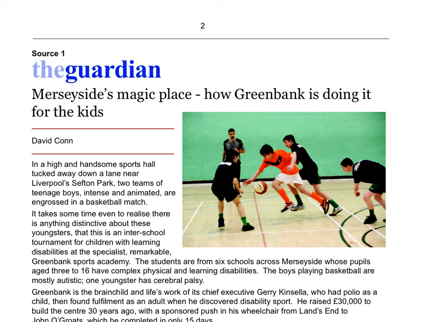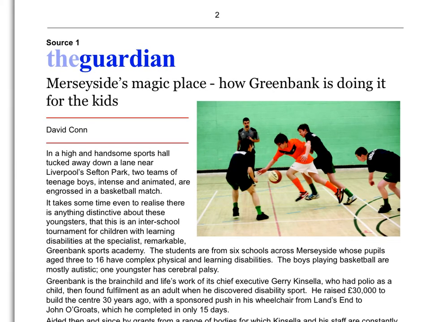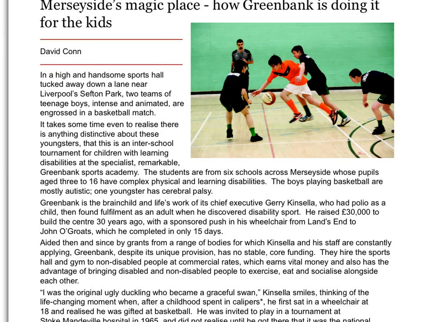And again, we see this is from The Guardian. They like The Guardian. So perhaps you should start reading The Guardian for revision purposes. Merseyside's Magic Place, how Greenbank is doing it for the kids. So we know where it is. That's something that we learn straight away. We know what it's called because it's a proper noun. And we know that they are doing it for the kids. So we are looking to find out what Greenbank is and what they do for the kids. And we're going to see what happens in each paragraph.